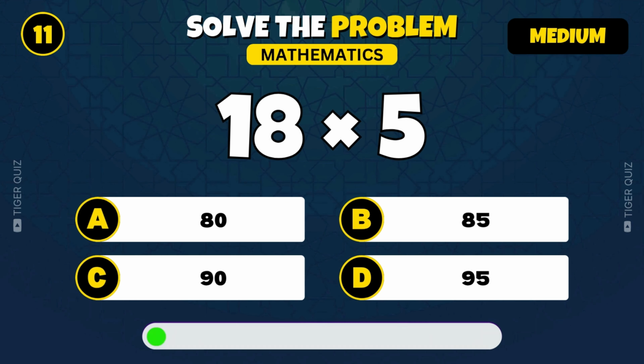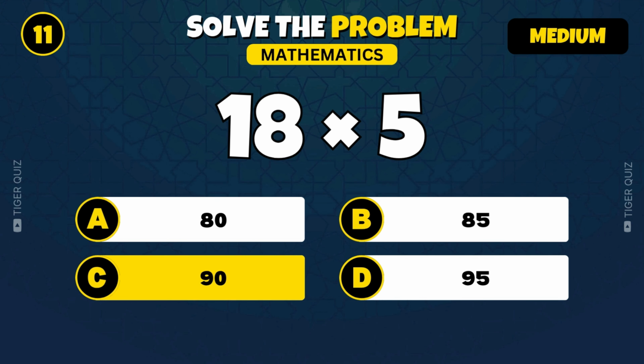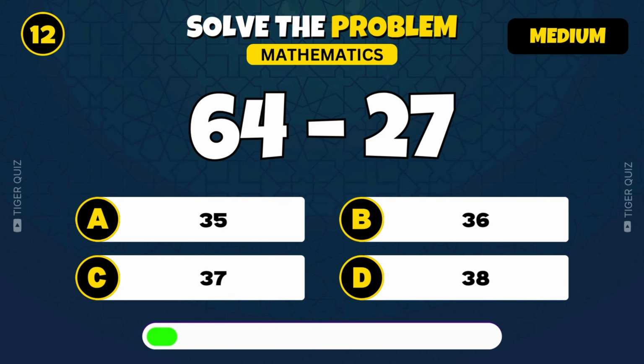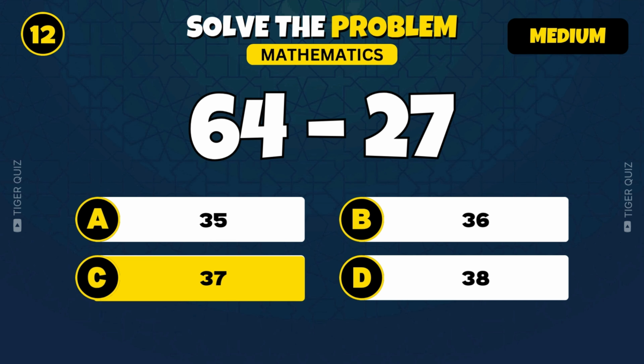What is 18 times 5? Great work. The answer is 90. What do you get when you subtract 27 from 64? You got it. The answer is 37.